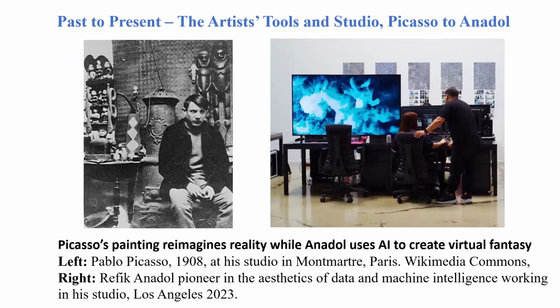Here's Picasso in 1908 in his studio, surrounded by, first of all, you can see how he had a lot of ethnographic things. So, Picasso in 1908 at his studio in Montmartre. And then here we have Refik Anadol, a well-known computational artist, pioneer in aesthetics and data and machine intelligence, working in his studio. Think of the difference in these 2 studios. This is a major impact of computational culture, that the artist studio was changed dramatically.